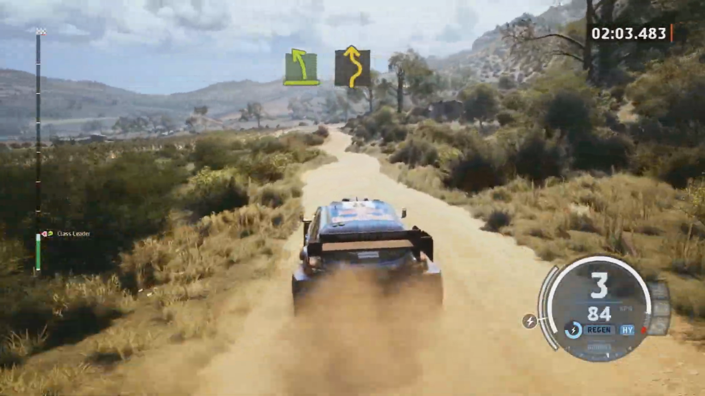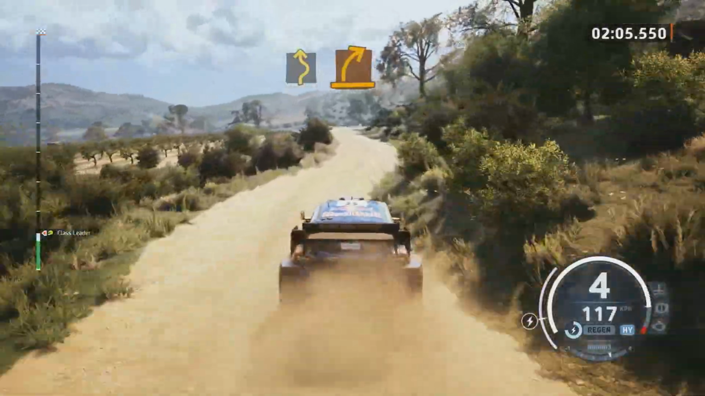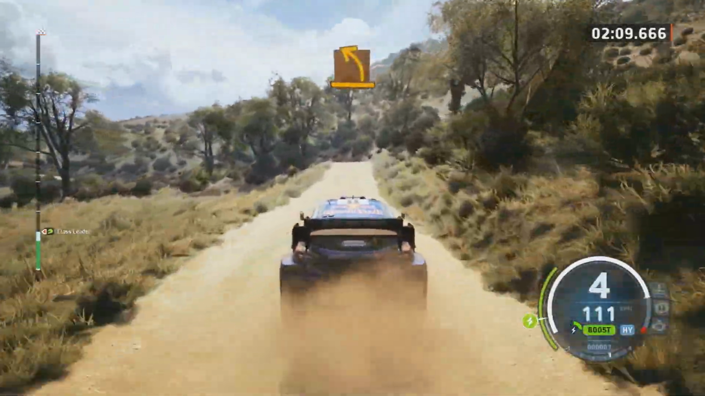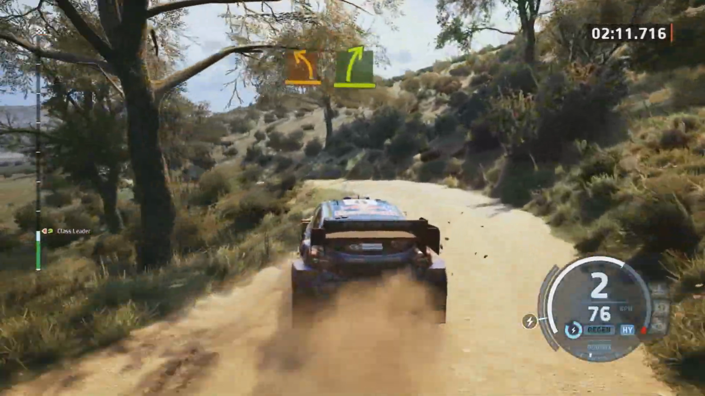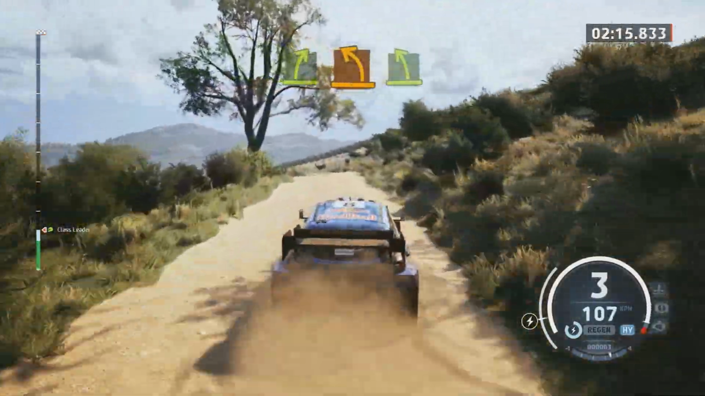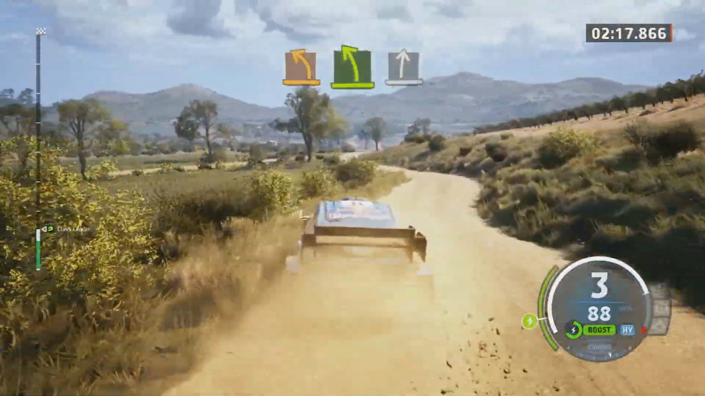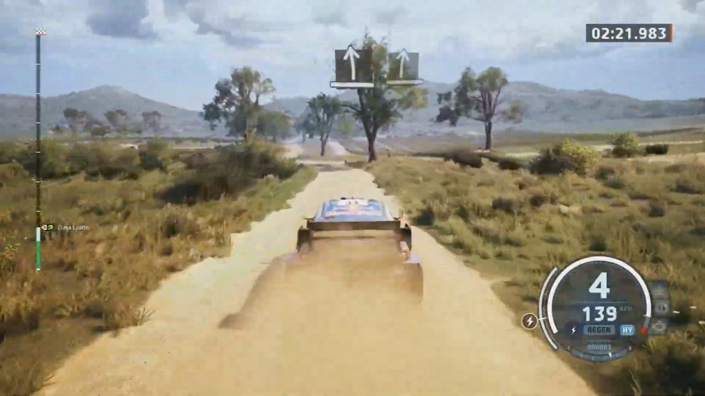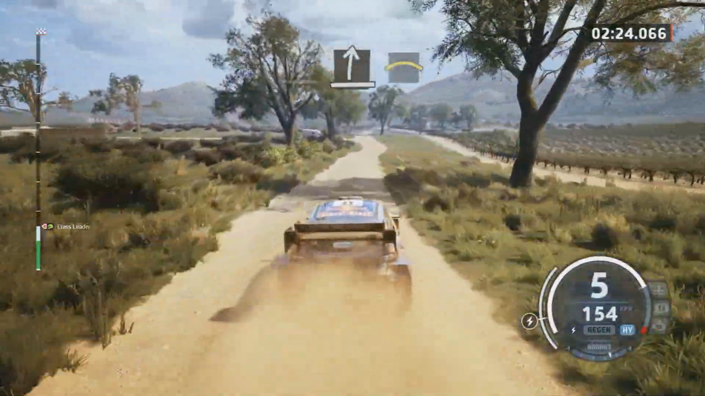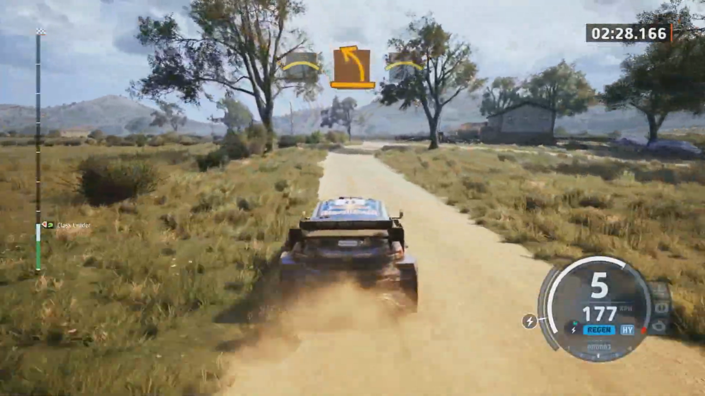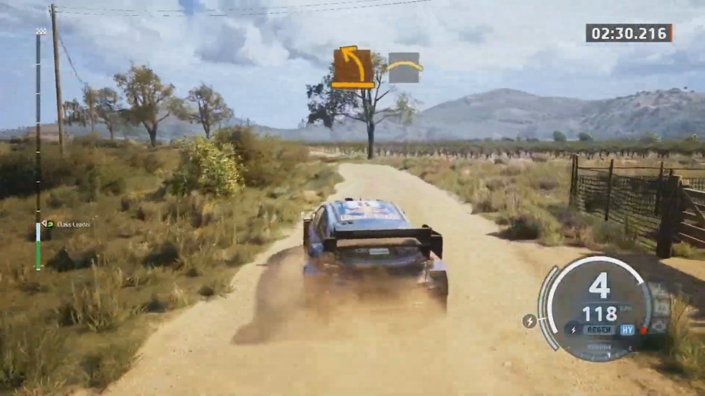Twisting, medium right, medium left of the crest, easy right, medium left, crest, and easy left of a bump, slight right, slight left, slight right, crest, slowing, medium left, crest, into easy right.